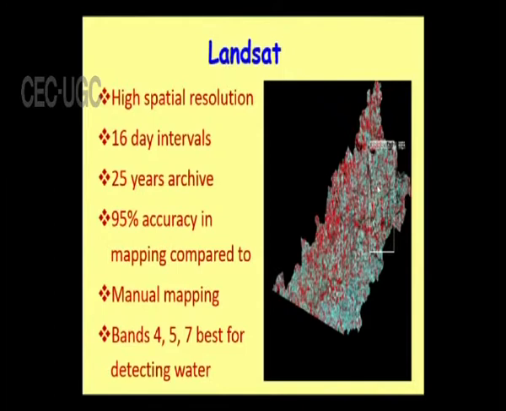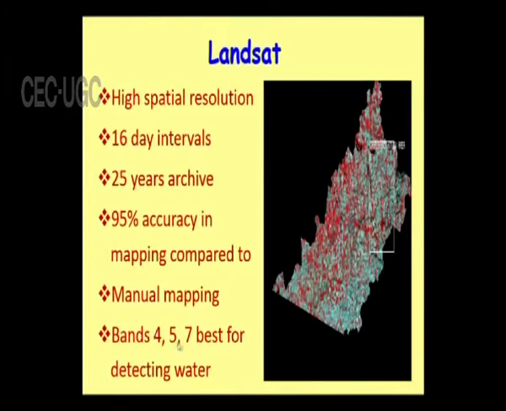It is taken from the Landsat, and the high spatial resolution, 16-day interval, that means it is a temporal resolution, and 25 years archive, that means for the past 25 years it has taken similar photographs, and 95% accuracy in mapping compared to the manual mapping. And the bands: 4, 5, 7. So, these are all the bands in the satellite and they are best for detecting water. You look at the diagram, it is the satellite image.